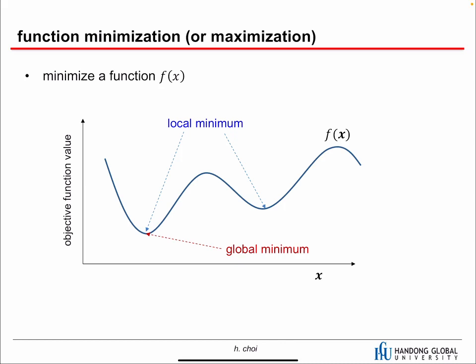Function minimization or maximization is a common problem in calculus. It is trying to find the minimum value of function f of x by moving x. So in this figure, this is the minimum value, and this is the optimal x. And in the optimization chapter later, we're going to learn how to minimize or maximize the function.